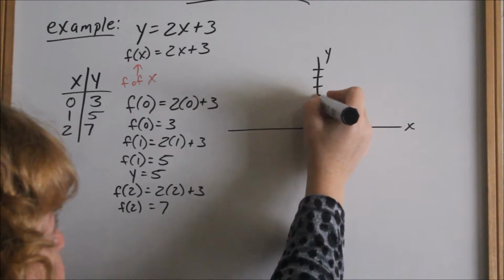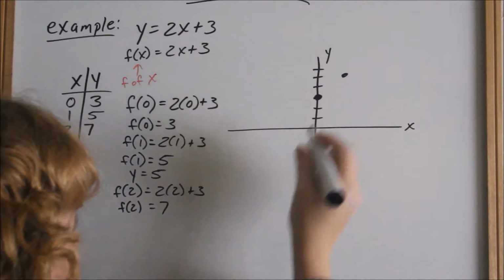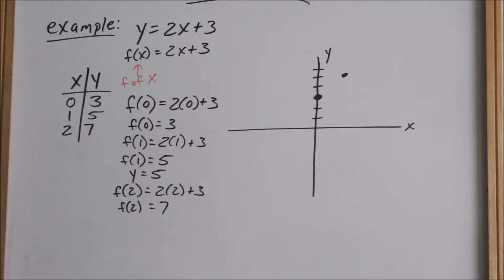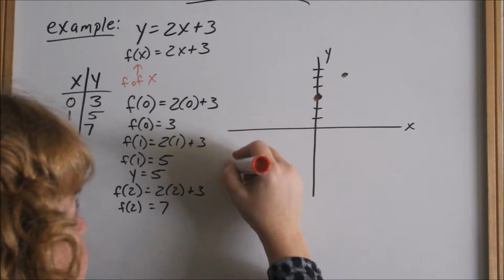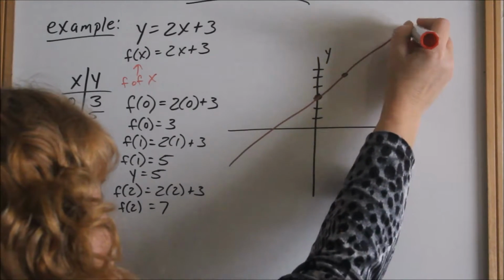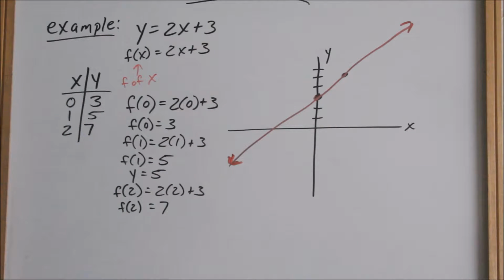Across the y-axis at 3, and then if I want to graph my slope, my line would look like this. This is the line of y equals 2x plus 3. Okay, not a very straight line, but that's the line of y equals 2x plus 3.